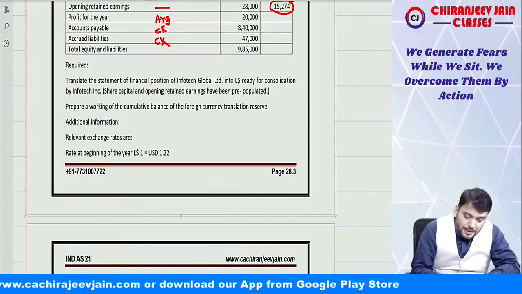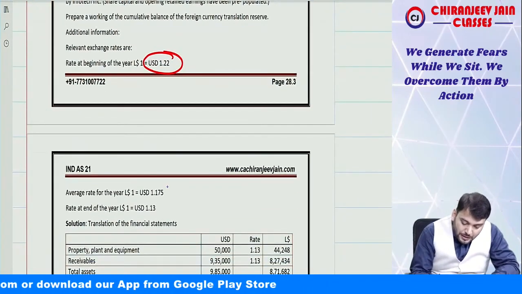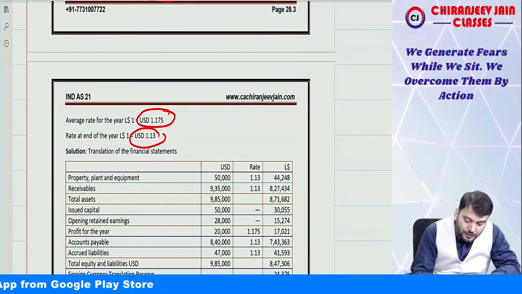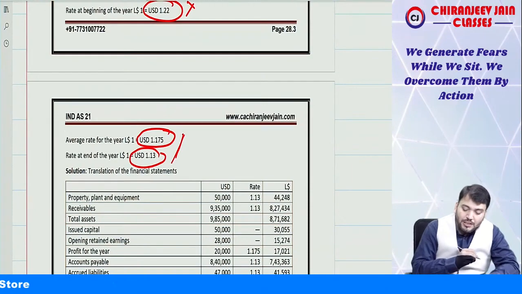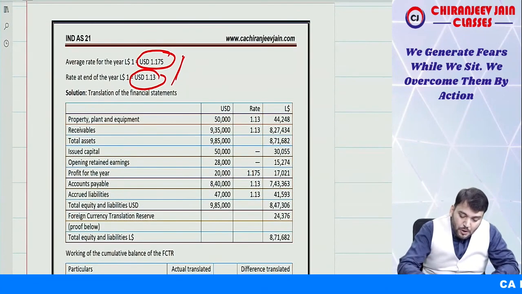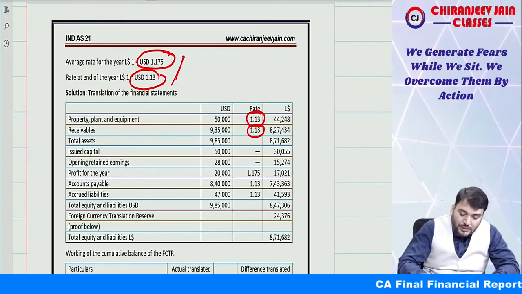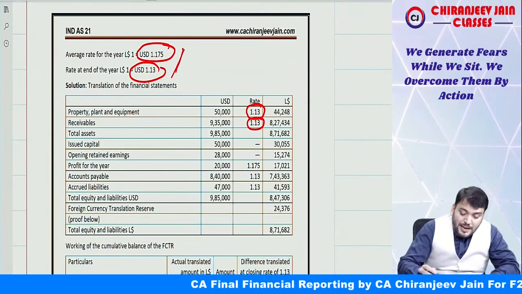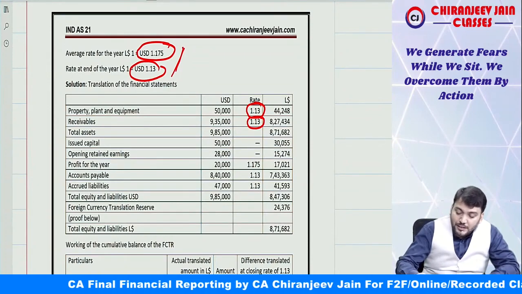You can see they have given opening, they have given for the year ended, means this is average, and they have given closing. So opening is still not required, we only require these two. You can see property, plant and equipment we have taken closing, receivable we have taken closing, but you can see here $1 is equal to 1.22. So here you need to divide, means you will do 50,000 divided by 1.13, then your answer will come.